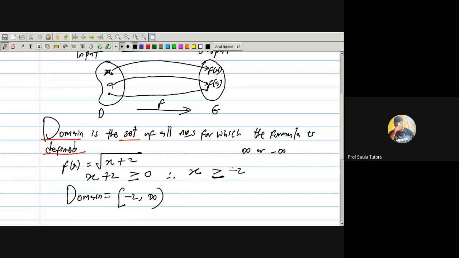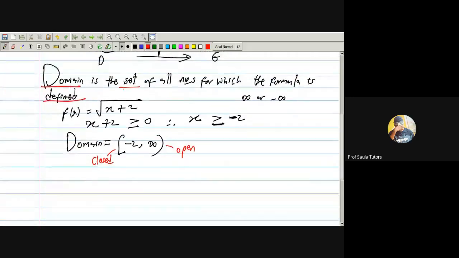So we say -2 is our starting point. You understand? -2, then greater up to infinity. So we are using this notation, then comma infinity. Since we are using infinity, we use this type of bracket with it. So what you're having here, we call it a closed interval. And this type of bracket here is what, an open interval. Exactly. So that's the domain of this function.